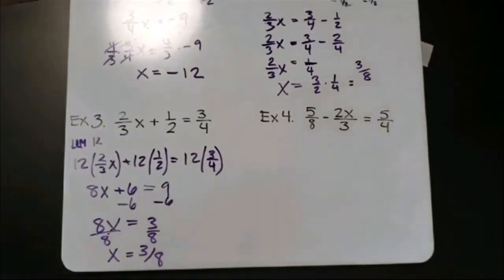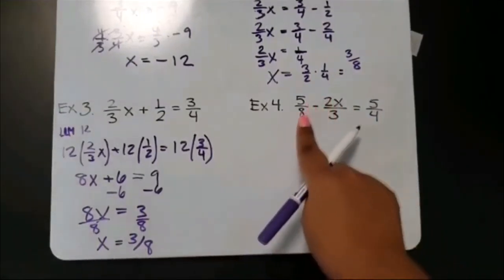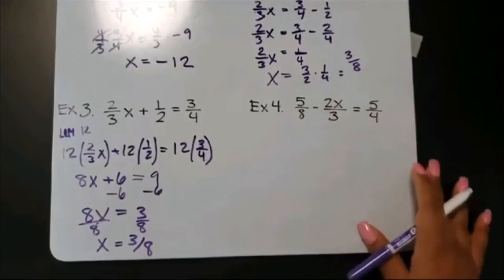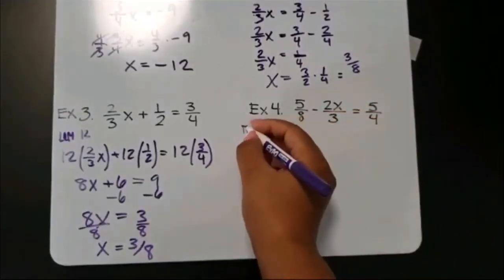All right. So let's look at example 4. We have the denominators 8, 3, and 4. So we need to find the LCM.